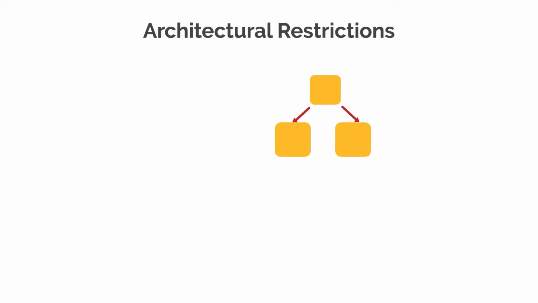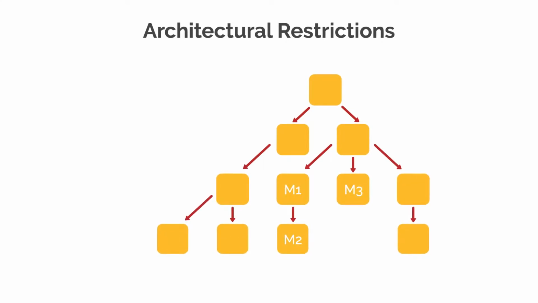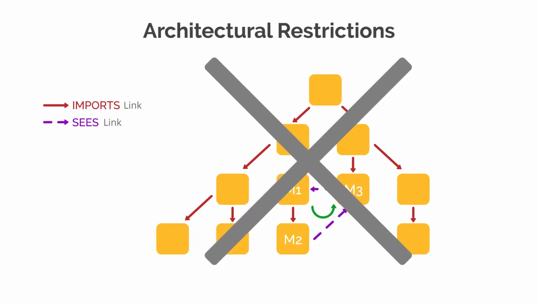The dependency graph is a graph made up of the project concrete modules and of the imports and sees links between those modules. The dependency graph must not have any cycle. In this case, there is no valid order of initialization.